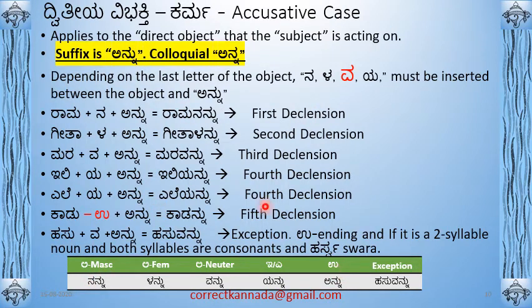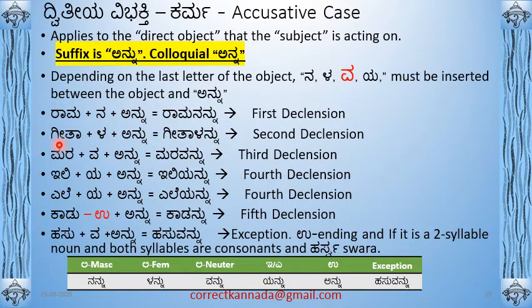That's why you are getting these variations. Okay, so let's look at the first one. Rama is a-ending. So Rama plus na plus annu, Raman annu. As a quick reminder, na is coming from the declension. Because this is a-ending, you have to use na. So depending upon the ending letter, you have to use the corresponding letter here, and annu is common for all. Okay, so annu represents the Dvitiya Vibhakti.